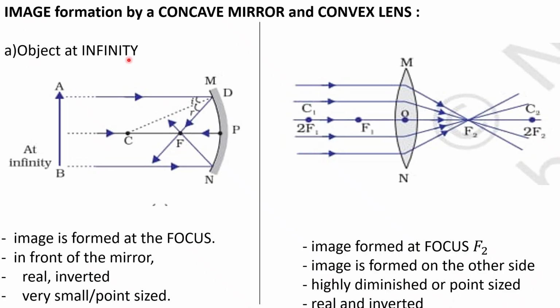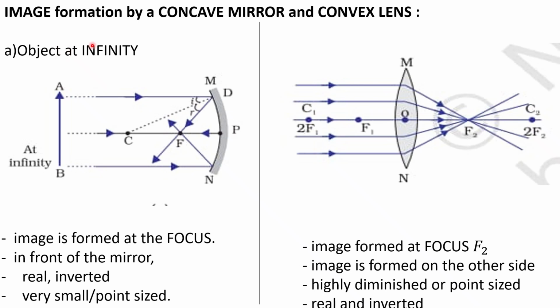We'll be discussing image formation, comparing the concave mirror and the convex lens. See, in the concave mirror and convex lens, the image formation positions are quite comparable. We have to see that in the case of a mirror, real images are formed in front of the mirror, while in the case of the lens, real images are formed on the other side of the lens.